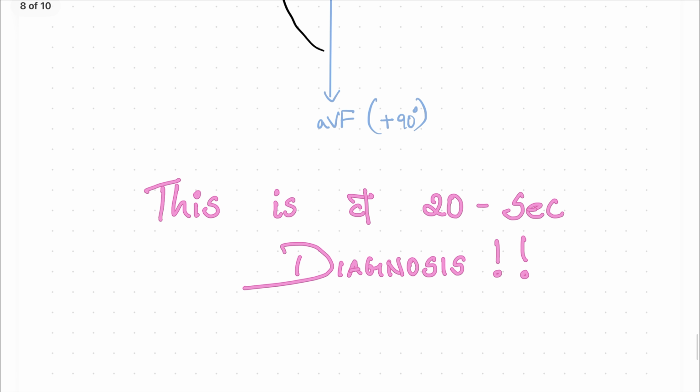So this is a 20-second diagnosis. If you want, you can go back again, listen to it again, and then you can make sure that you can make the diagnosis in just 20 seconds by looking at the axis.